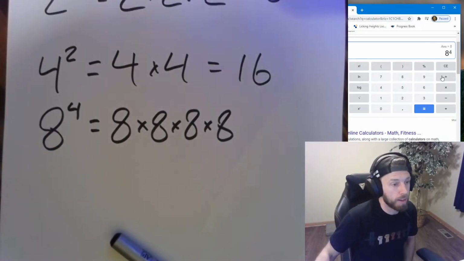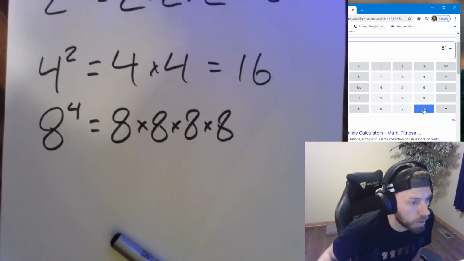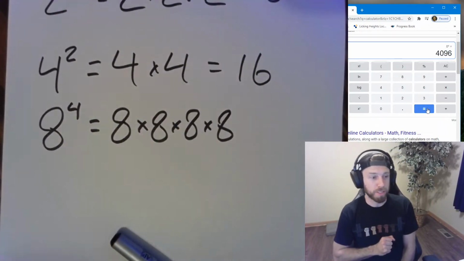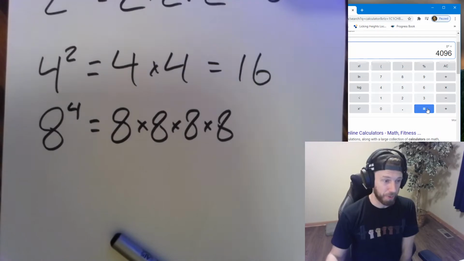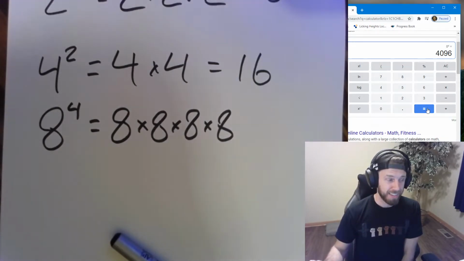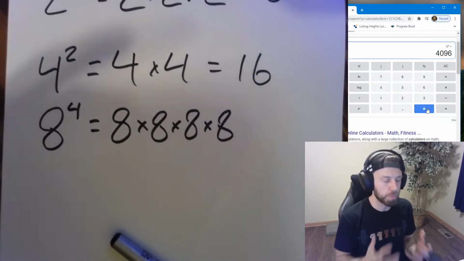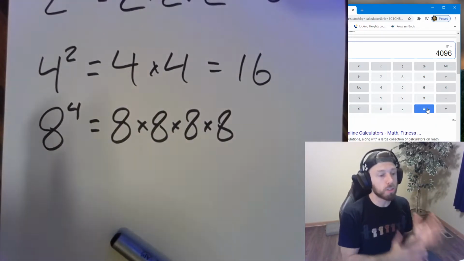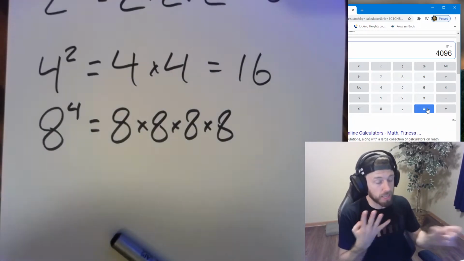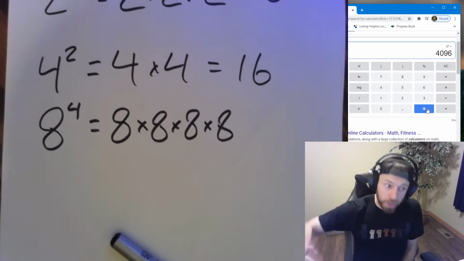And if you do that, you click equals, and it tells you what 8 to the fourth power is. And you can see that's a really big number. Some people would think 8 times 4 is 32, but that's not what 8 to the fourth power is. It means 8 times 8 times 8 times 8. And those numbers get really big really fast.